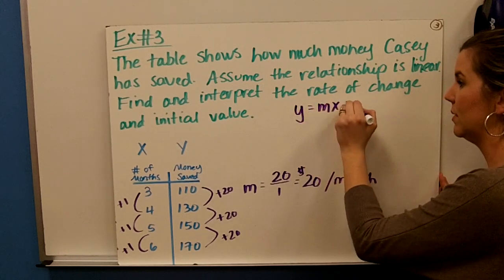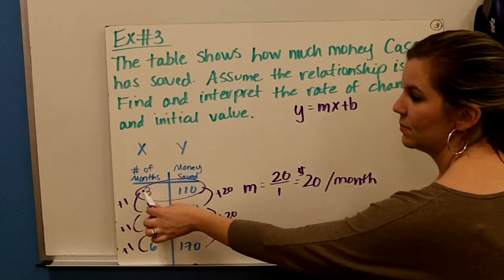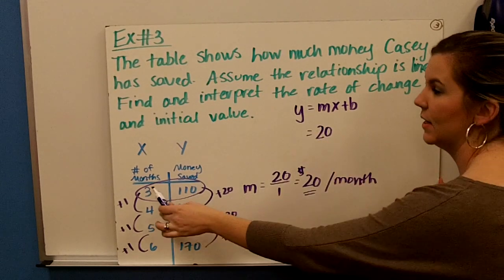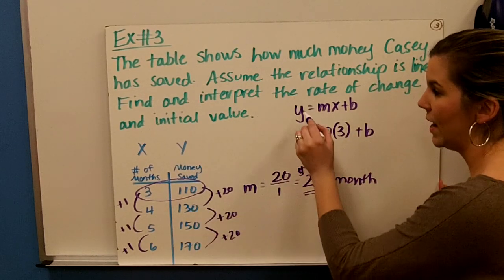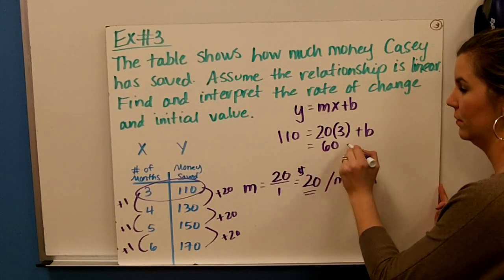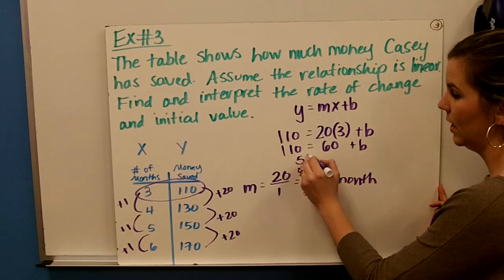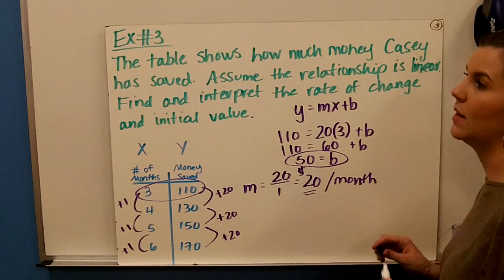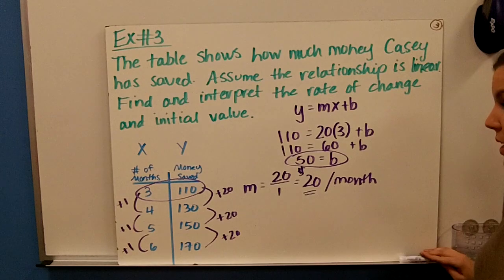So let's do that. Y equals mx plus b form. We can use any point. So I'm going to use the first point. This is my x and that's my y value. And I know my slope is 20. Instead of x, I'm going to put 3. B is what I'm looking for. And instead of y, I'm going to put 110. And then solve this equation. 20 times 3 is 60. Subtract 60 from both sides, and you get 50. B is 50. So what does this mean? Casey started with $50, and then he started to save $20 each month.